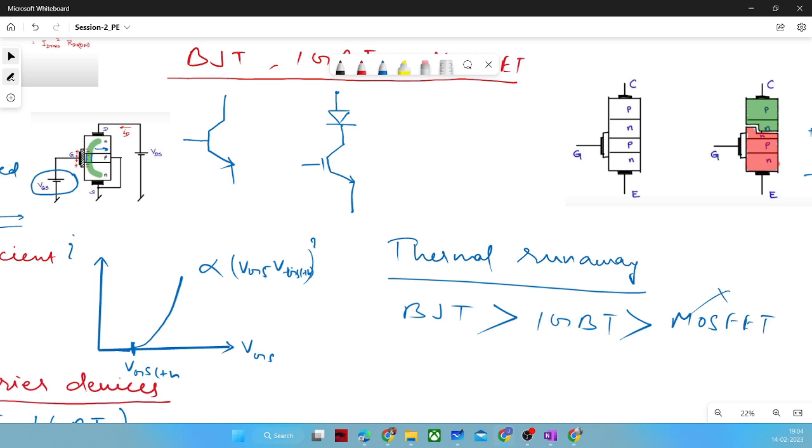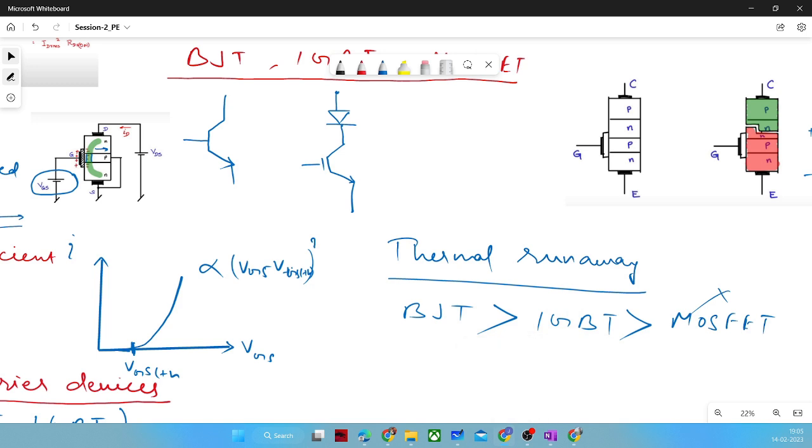I didn't remember the value. Okay, I also do not remember, but there was a large difference between them. Your majority carrier flow will definitely be there, but it is so small that you have to ignore it. If it were another device like an IGBT or MOSFET, then you could consider it, but for such a small value, you cannot consider it a majority carrier device. That's what I am trying to convey here.